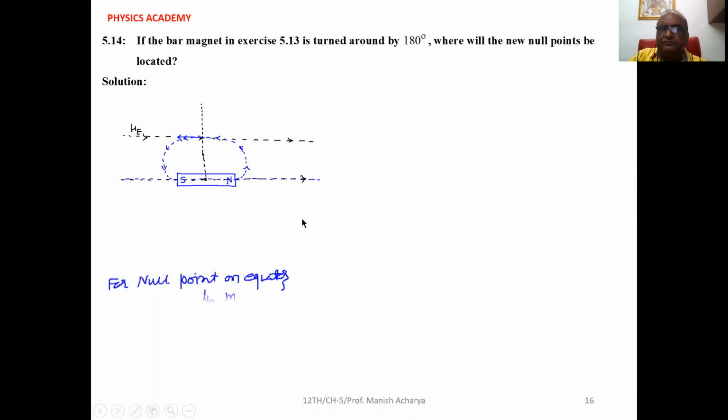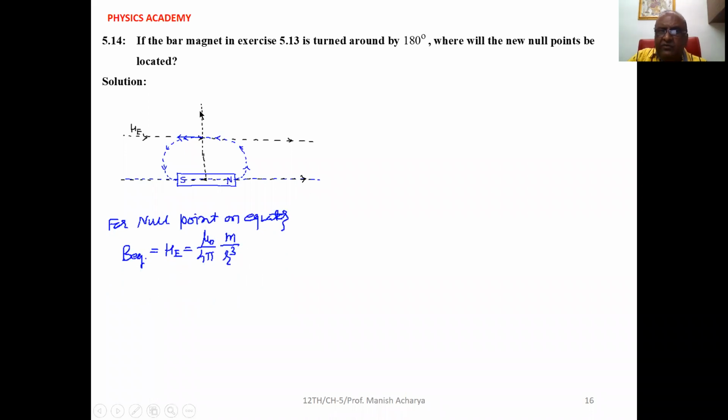So now for the null point on the equator, both the fields, the field of the bar magnet and the horizontal magnetic field of Earth, should be equal in magnitude and opposite in direction. They are opposite in direction, which we discussed. So now we have to take their magnitudes equal. So B equatorial should be equal to the horizontal Earth's magnetic field. So we can write that it is equal to mu 0 upon 4 pi, m upon r cube.